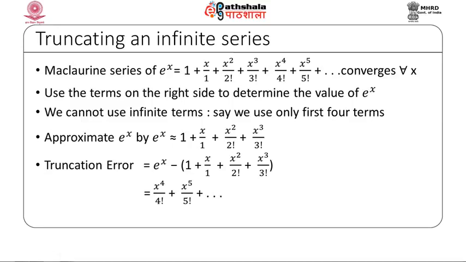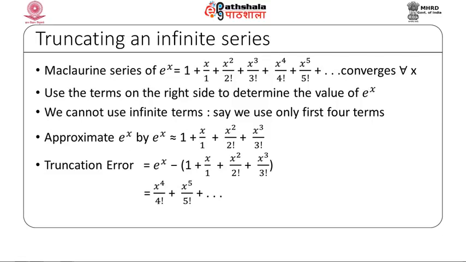Let us take this example first. The simplest example possible is e raised to x. We know the series of e raised to x is given by 1 plus x by 1 plus x square by 2 factorial plus x cube by 3 factorial and so on. This series is convergent, it is called the Maclaurin series, a special case of the Taylor series, and it is convergent for each and every value of x.